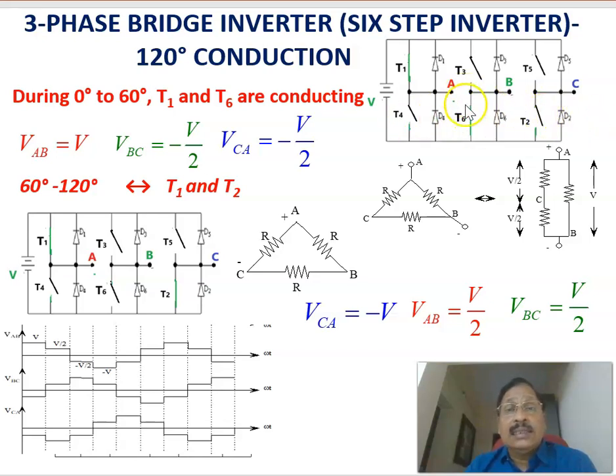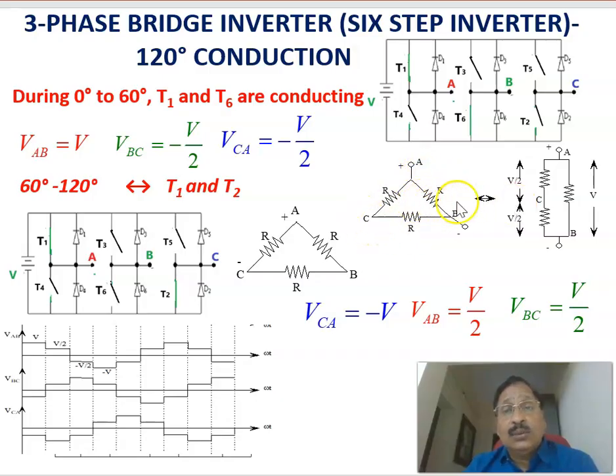SCR, T6 is conducting. Here phase A is connected to the plus, and here phase B is connected to the negative terminal, and C, no switch is conducting in this leg. Therefore, C is open. Therefore, in order to calculate the phase voltages, you have to find out what is the VAB, what is the VBC, and what is the VCA.